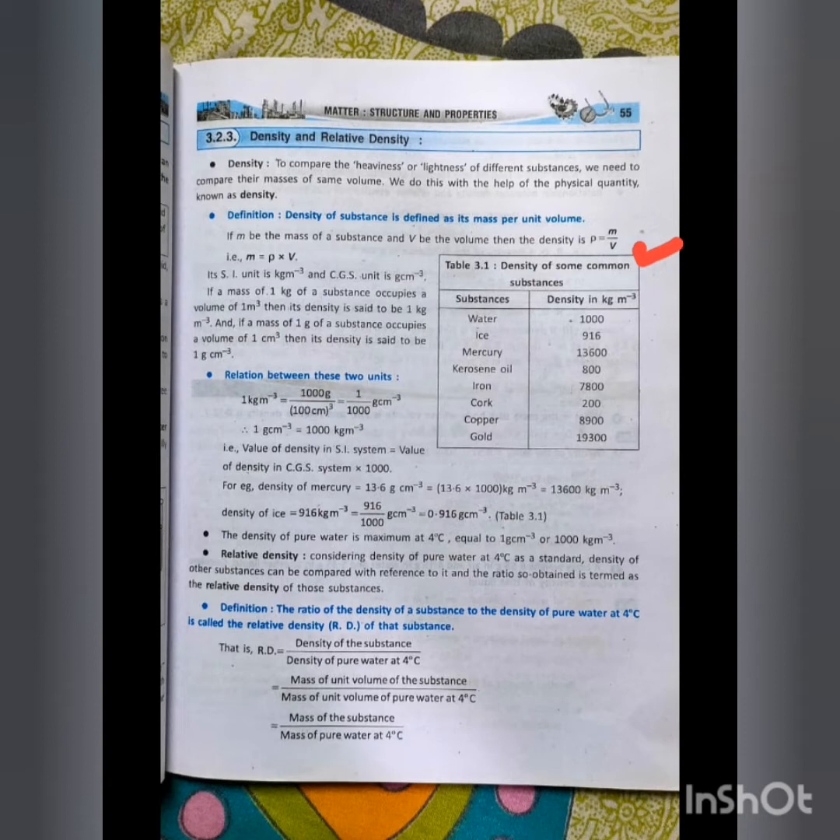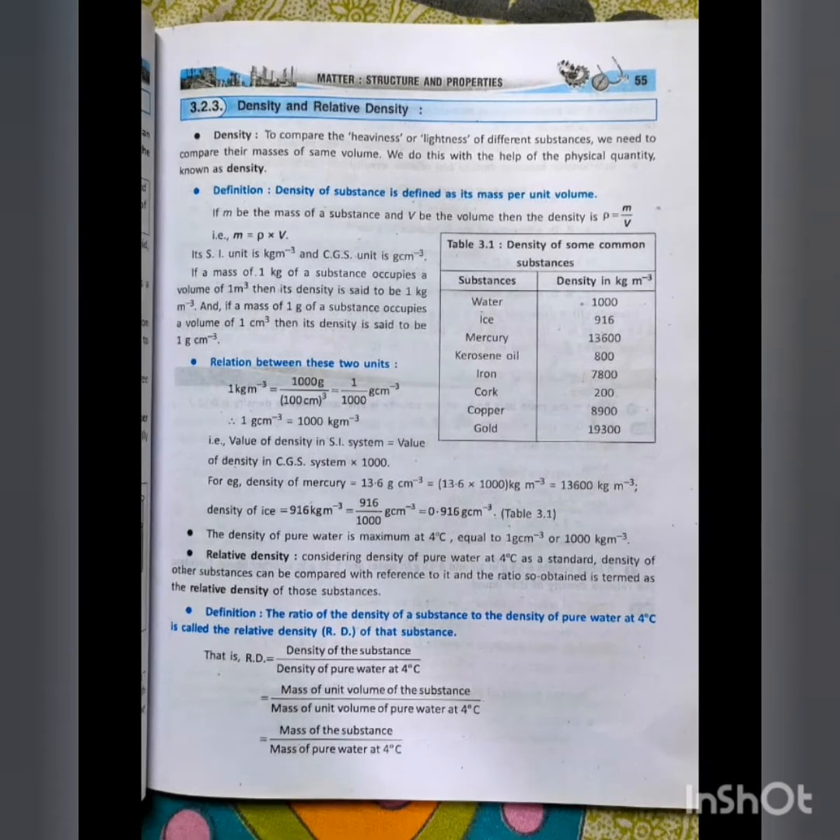The SI unit of density is kg per meter cube and the CGS unit of density is gram per centimeter cube. Now the relation between these two units: 1 kg per meter cube is equal to 1 by 1000 gram per centimeter cube, or 1 gram per centimeter cube is equal to 1000 kg per meter cube. Density of pure water is maximum at 4 degrees Celsius, equal to 1 gram per centimeter cube or 1000 kg per meter cube. Mark the definition of relative density, children.